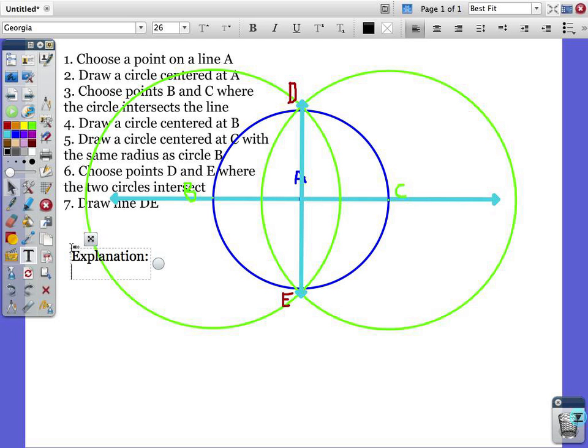Do we have any supplementary angles on the board? Angle BAD, what is its supplement? Isn't it DAC? DAC is its supplement. Okay? So I'm going to say angle BAD and angle DAC are supplements by definition.